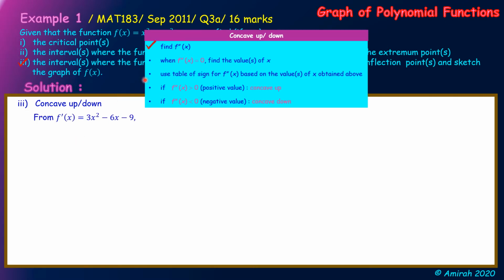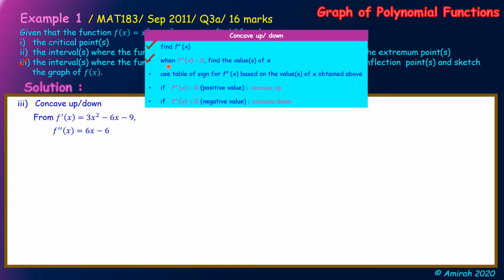To find f double prime x, we refer to f single prime x, which equals 3x squared minus 6x minus 9. Then we differentiate one by one using the sum and difference rule. When we differentiate f single prime x, we have f double prime x, the second derivative. We differentiate 3x squared, we have 6x, and differentiate negative 6x, we have negative 6. And differentiating negative 9 gives 0, so no need to write it.